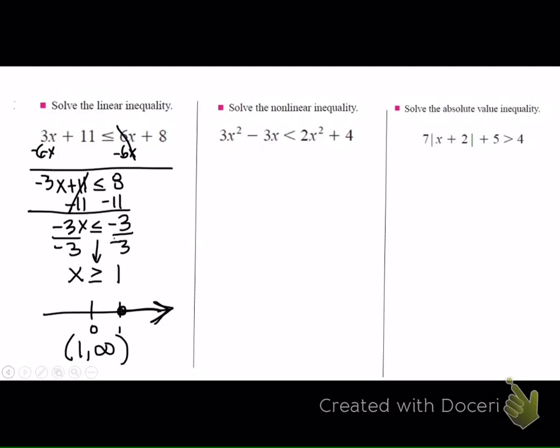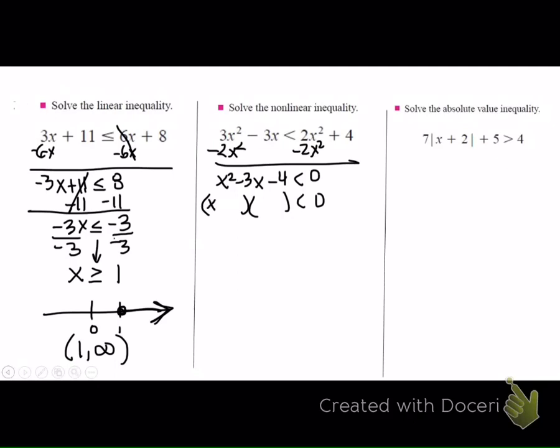Number 2, this is solving quadratic inequalities. Subtract out 2x squared from both sides. We're going to reduce down to get x squared minus 3x. I'm going to subtract out 4 from both sides and reduce. I can factor this into two parts. What multiplies to give you negative 4 and adds up to give you negative 3?